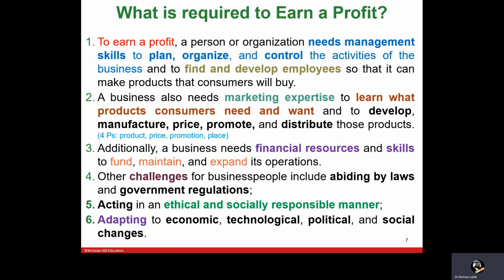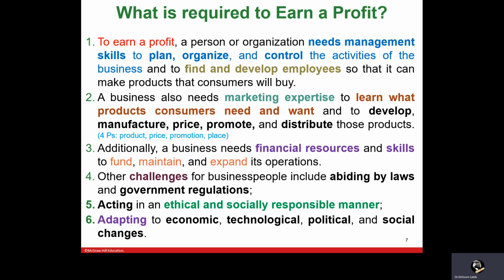What is required to earn a profit? To earn a profit, the business or the person or the organization needs to have three types of business functions. They need to have management skills, marketing expertise, and financial resources. Why do they need management skills? They need the management skills so they will be able to plan, organize, control, or monitor the business activities.